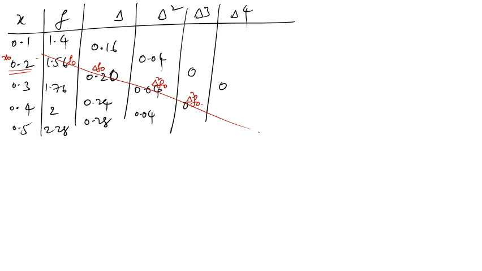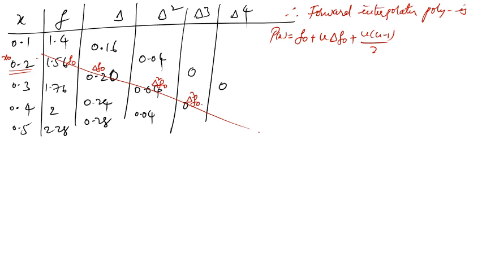So I'm writing the values here. Therefore, the forward interpolating polynomial is, what is the formula? P of x equal to f naught plus u into delta f naught, plus u into u minus 1 by factorial 2 into delta square f naught. Delta cube is already 0, therefore no need to write here. And what is u? u equal to x minus x naught by h.